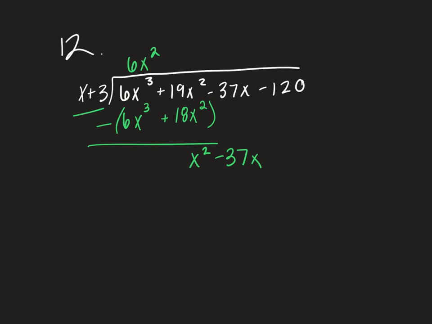So now you're going to take x squared divided by x is x. And then take your x and multiply it by x plus 3. So x times x is x squared. X times 3 is 3x. And we are subtracting. So the x squareds cancel. And then negative 37 minus a positive 3 gives you negative 40x.